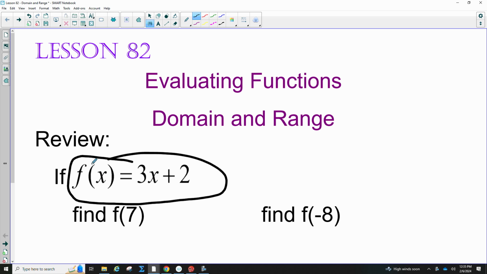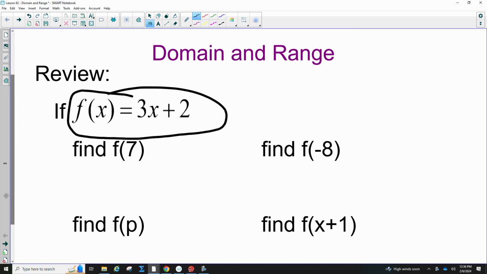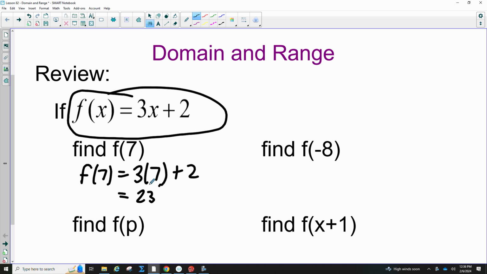f of x equals 3x plus 2. Find f of 7. What is f of 7? Well, I just plug in 7 for x and evaluate it. That would be 21 plus 2, which is 23. Same with -8. You just plug it in and evaluate it.